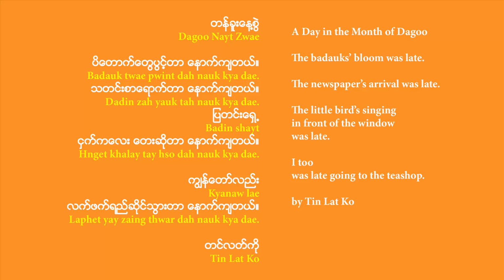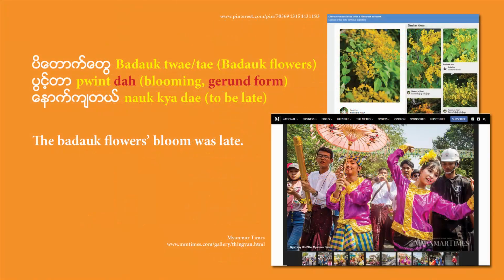This poem involves quite a number of gerunds, actions described as nouns, followed by the verb naukjade, to be late. Take a look at the first line, for example. Badauk is the type of flower that blooms around Burmese New Year, like these flowers the young lady is wearing. Badaukte or Badaukdwe is the plural form of Badauk flowers. Pwe is the verb to bloom or to blossom. So what is this particle da? Well, that is the gerund making particle.